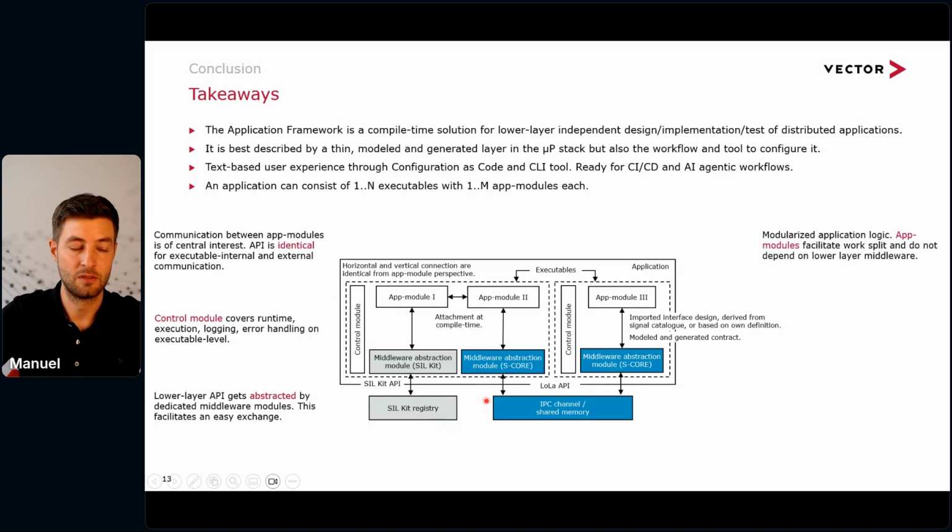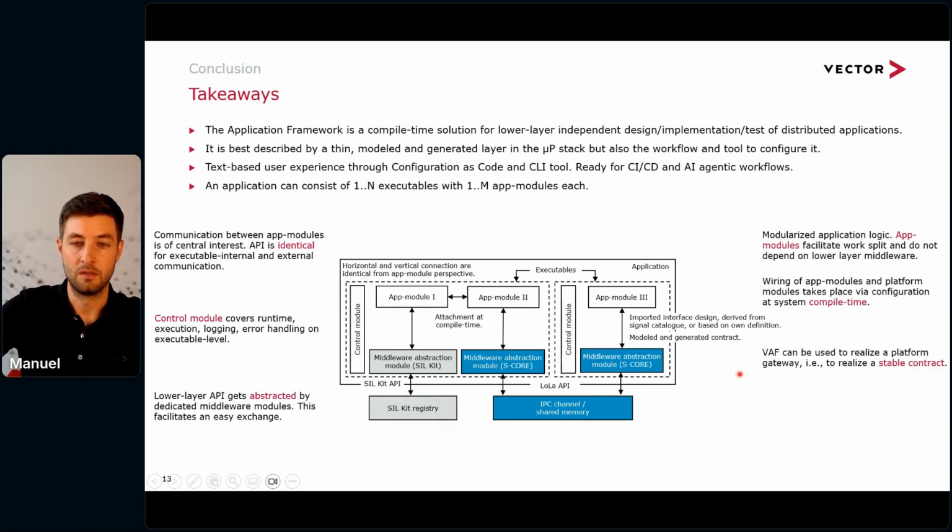Then, app modules as such have several benefits. The modularization allows reuse, it allows work split, and independent development from the lower layers also breaks up existing relations in projects and hopefully makes them more productive. Then we have seen that the whole thing is wired at compile time. And a prime use case for the app framework, as you already might have guessed, is that it can be used perfectly for the creation of so-called gateways.